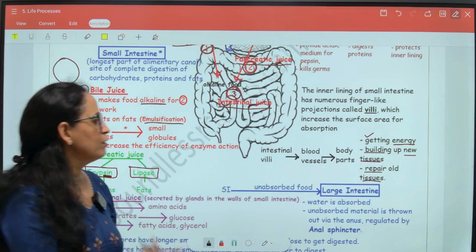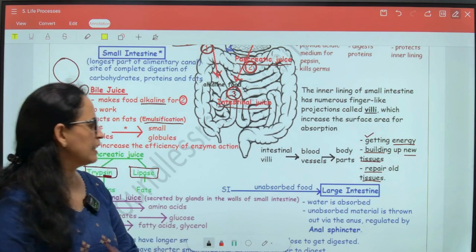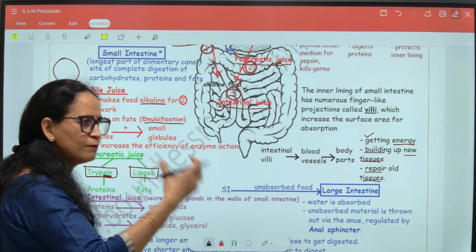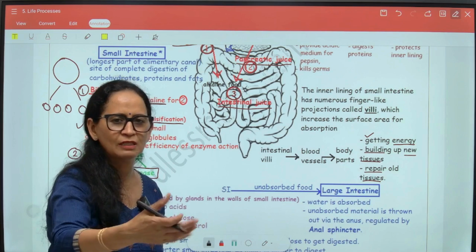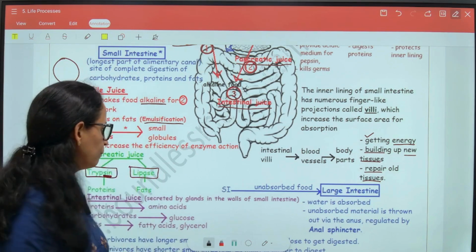We need energy for building up new tissues and repair of old tissues, even though there are lots of other activities that need energy. So basically the nutrients are absorbed from the small intestine into the bloodstream, and from there they are carried to all cells of the body wherever they are needed.